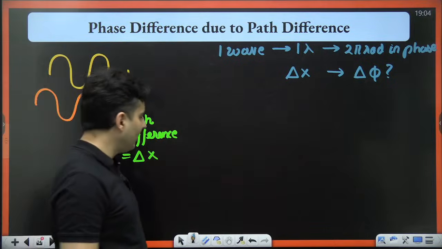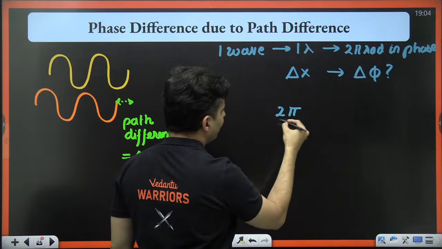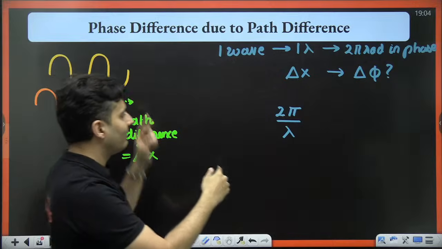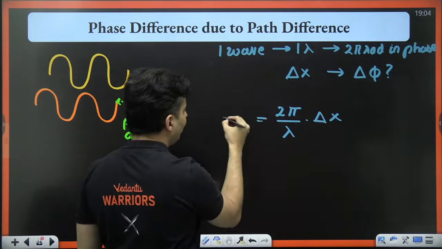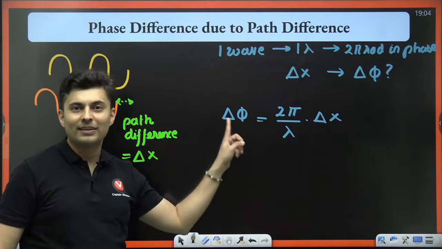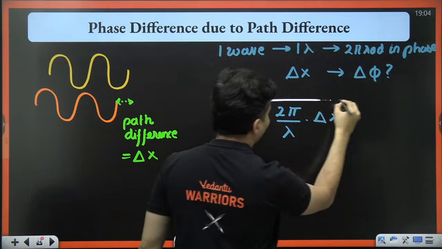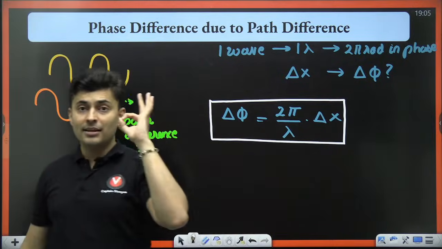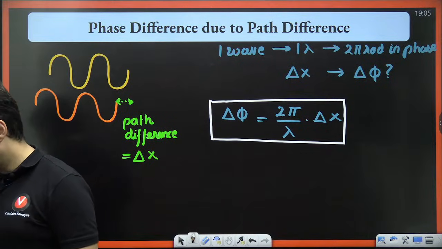Unitary method completely. So if I have 2 pi radians for a distance of one wavelength, then for a distance of delta x, I will have a phase difference of del phi. Completely unitary method. So this is the formula to find the phase difference. Is that clear, everyone?